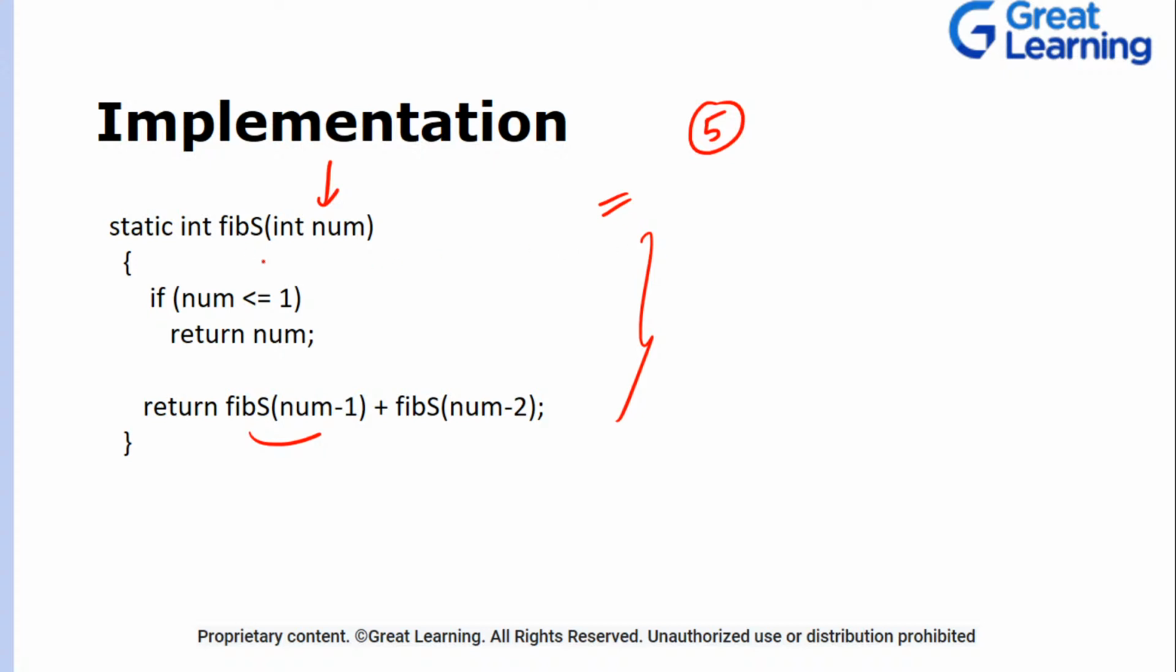So what you will do, you will check if the number is less than or equal to 1, then you will return. It can be the case that I'm asking you to give me the first number. What is the first number? If num is less than or equal to 1, that means this will be the same number. If it is 0, then 0 will be that number.